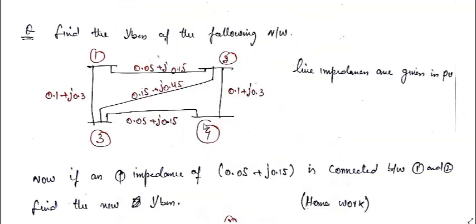Let us look at a more numerical problem, which may be asked in different ways. You can see over here, find the Ybus for the following system. Here you can see the sign of this j is plus, so it will definitely be impedance. Line impedances are given in per unit. So we have to calculate Ybus for this system. Now, if an impedance of 0.05 plus j0.01 is connected between 1 and 2, one more line is connected between 1 and 2, find the new Ybus. That is actually homework. First we'll calculate Ybus for this system.